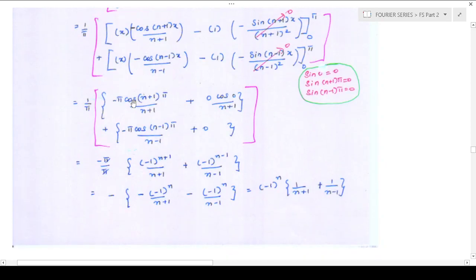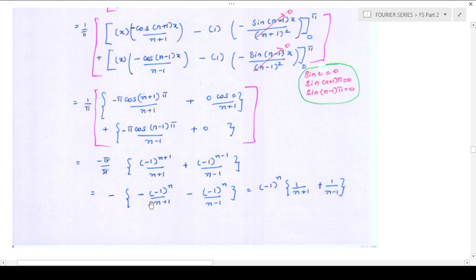What you can do is, in both the terms, these two terms were 0 for the lower limit. You take this minus pi outside. So cos n plus 1 into pi is minus 1 whole power n plus 1 divided by n plus 1. Cos n minus 1 into pi is minus 1 whole power n minus 1 divided by n minus 1. Now you can split this minus 1 whole power n plus 1 as minus 1 into minus 1 whole power n. Similarly, this also is minus 1 whole power n into minus 1 whole power minus 1. What is minus 1 whole power minus 1? It is again minus 1 only.